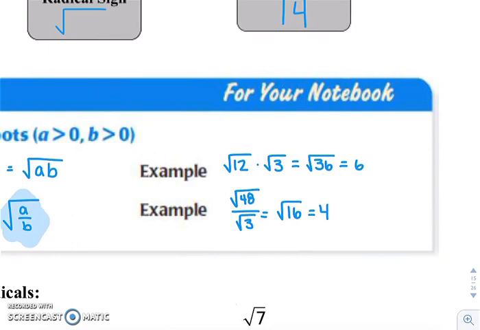So like the square root of 12 times 3 can become the square root of 36, which is 6, so it would benefit you there to multiply them together. And the square root of 48 over the square root of 3, well, if you put that under one radical and divide 48 by 3, you would get 16. The square root of 16 is 4.